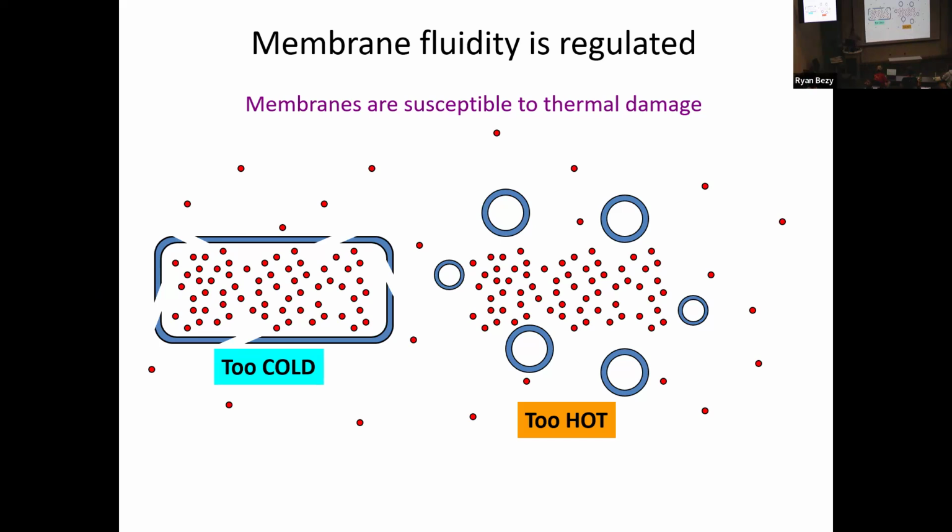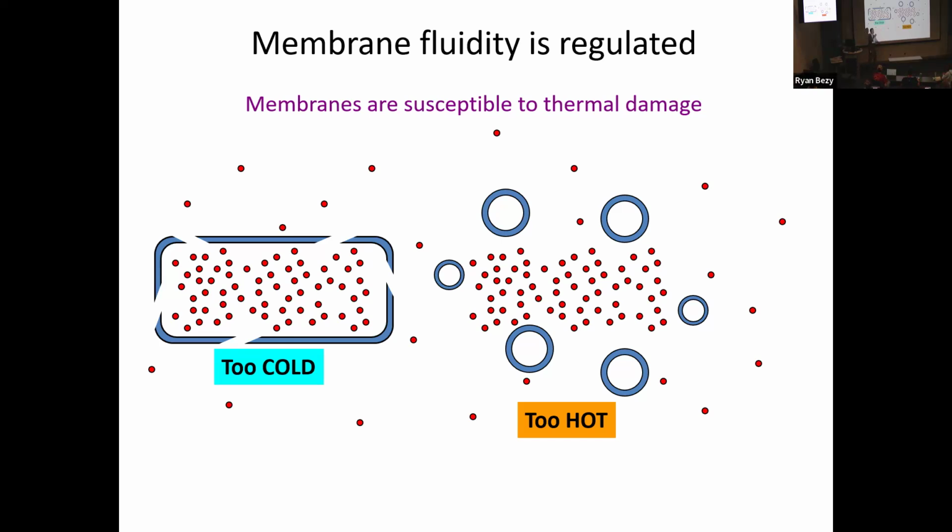When membranes freeze in place, they're very susceptible to physical stress and physical damage, cracking them open. Too hot? Well, heat is a measure of kinetic energy. So what do molecules do as they heat up? They start moving less or moving more? Moving more. Heat is a measure of kinetic energy.